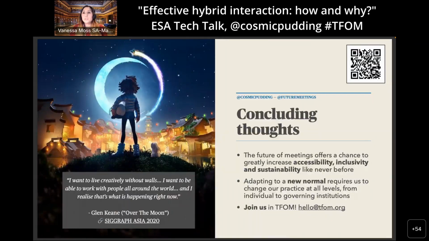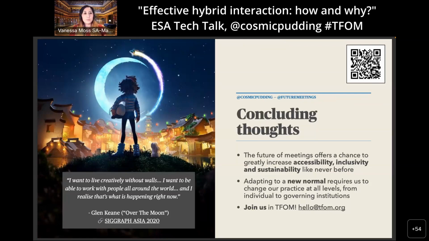Anyways, in conclusion, what we've seen with the future of meetings is that we're all trying to make the world a better place in a small way, right? This is a really cool way that we can address a lot of things. We can be more accessible, more inclusive, and more sustainable, and all it requires is not necessarily a small thing, but changing our practices to this new normal at all levels. So from the decisions we make on an individual basis to the highest levels of governing institutions and how we run collaborations and interactions. But it does seem like there's so much potential here to do better.